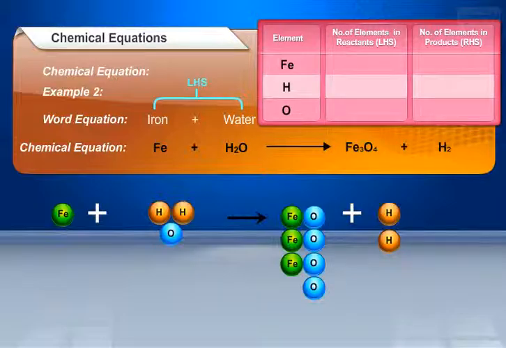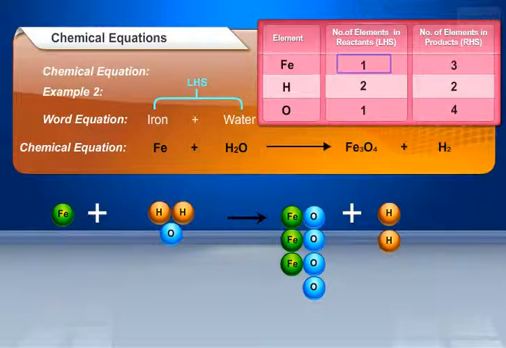Step 1. List out the elements involved in the reactants and products in the table, and identify the element which has the highest number of atoms in the equation, and try to balance that element first. Step 2. Note the number of molecules of each element, at left-hand side, that is reactants, and right-hand side, that is products. Let us start with iron.